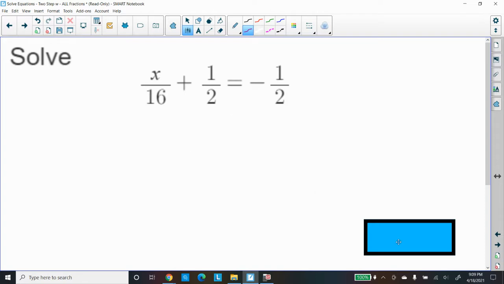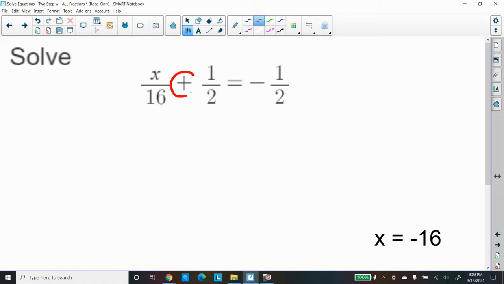Okay. Hopefully you got x is equal to -16. You got it? All right. If you didn't get it, let me check it. So see what happened. First thing I notice, I got to do the opposite of adding, which is subtracting. But am I subtracting 1/2 from both sides? What that does is it cancels out the 1/2, leaving me with x over 16.